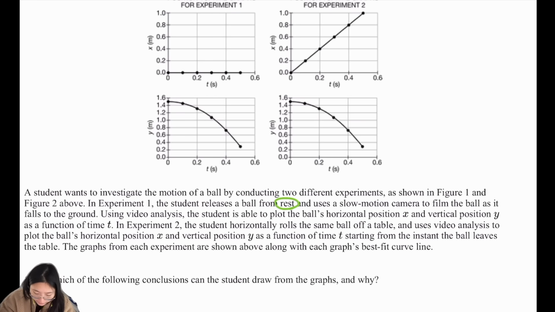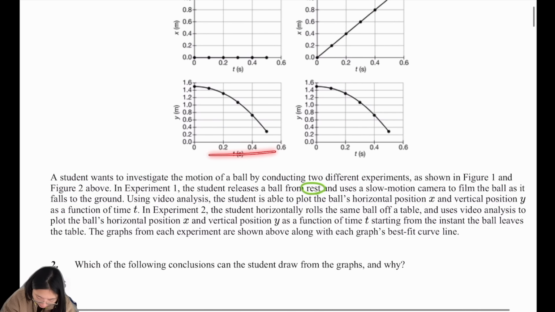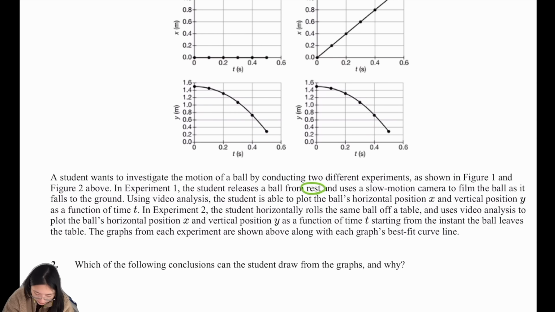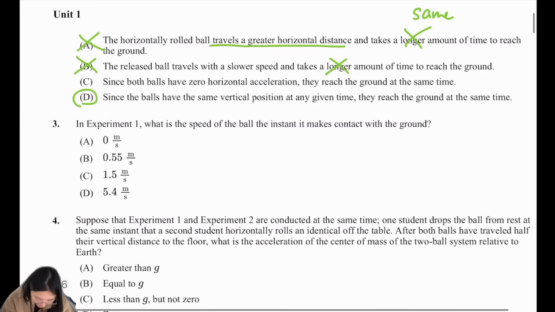So we need to take a look at the vertical components. And when we take a look at the vertical position versus time graph, at every single moment, they are at the same position, the same vertical position. So this explains why they will spend the same amount of time to drop to the bottom.